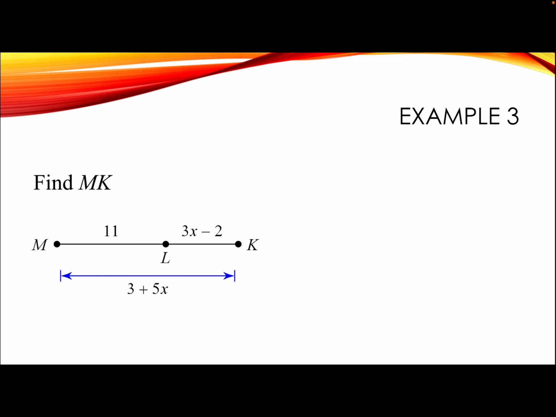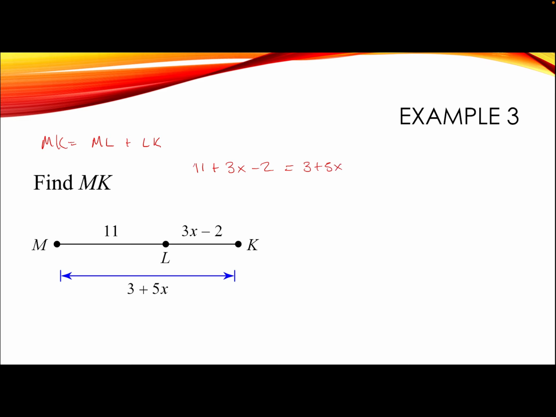So now we are using some algebra, but the concept is still the same. We know that MK is going to equal the length of ML plus the length of LK. And so we're going to have 11 plus 3x minus 2. Those are the two smaller segments. And that's going to equal 3 plus 5x.